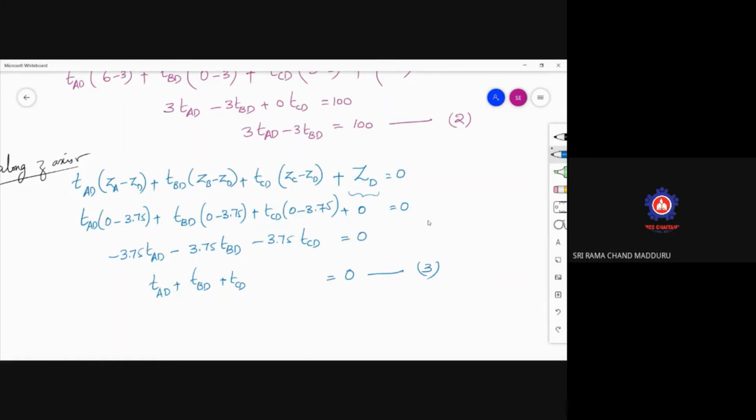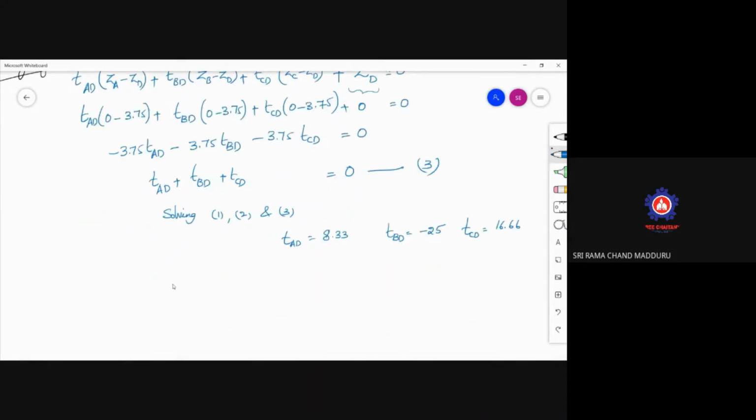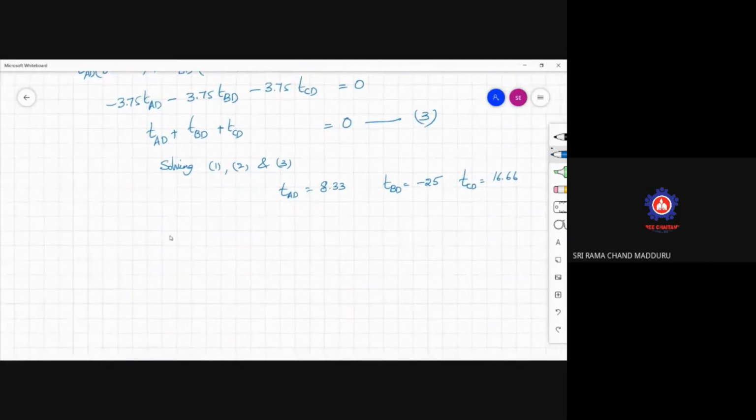So solving equations 1, 2 and 3 in your calculator, you can get the values of TAD, TBD, TCD. Now the TAD, TBD, TCD values are obtained.